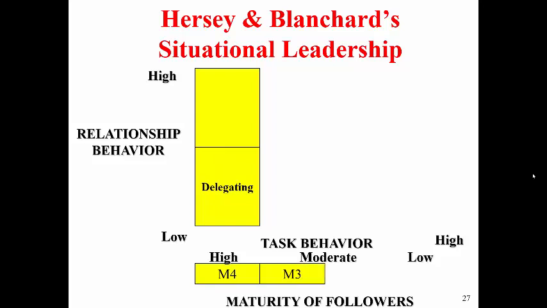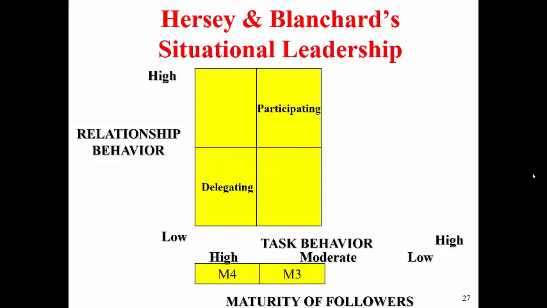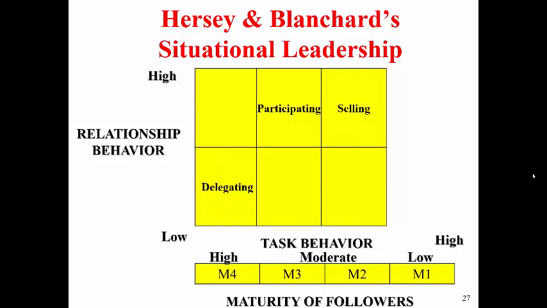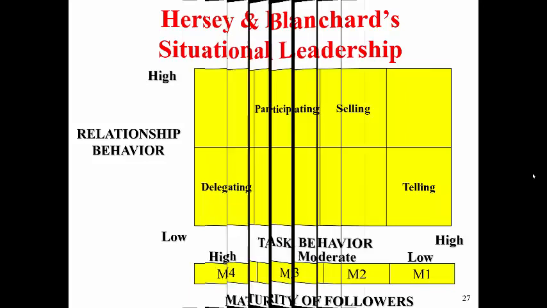If they have a moderately high level of maturity, you do participating. You get their input, but you make the final decision about what should be done. If they have a moderately low level of maturity, you use selling. And if they have a very low level of maturity, you would use telling. So there you have it. Delegating, participating, selling, and telling, depending upon the assumptions you have about the maturity level of the people you're leading.